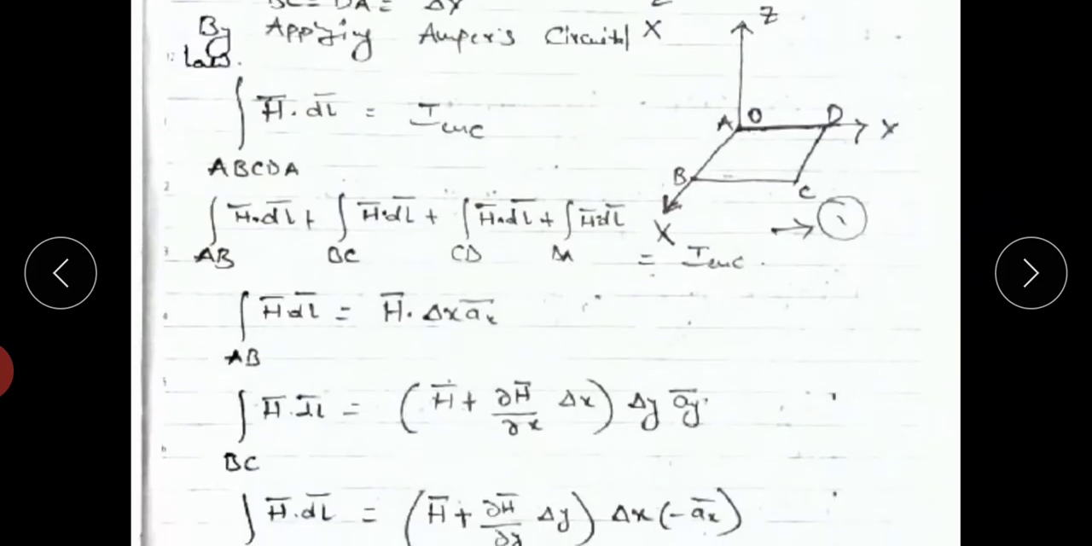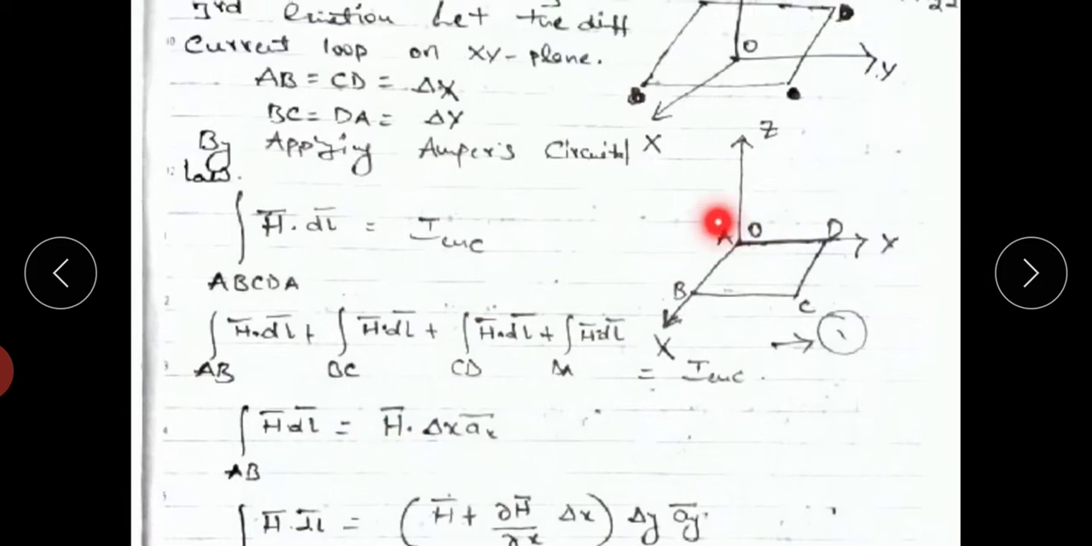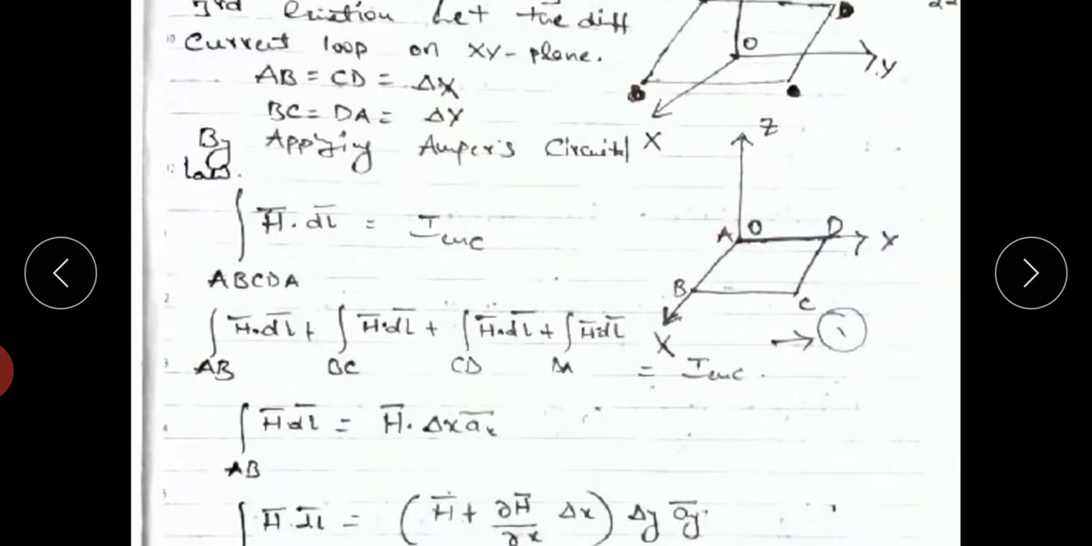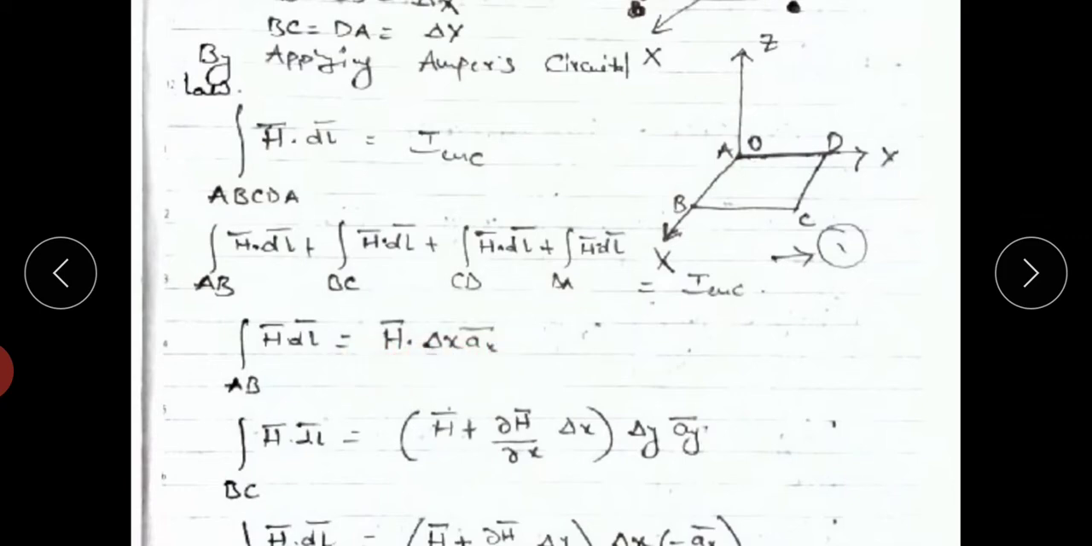First, the integral over AB of H bar dot dl bar. Here the AB side lies on the X axis. With respect to origin, the magnetic field intensity equals H bar. So dl bar equals the AB length, delta X, in the X axis direction. So it becomes H bar dot delta X into Ax bar. AB lies on the X axis, that's why it has only one component.